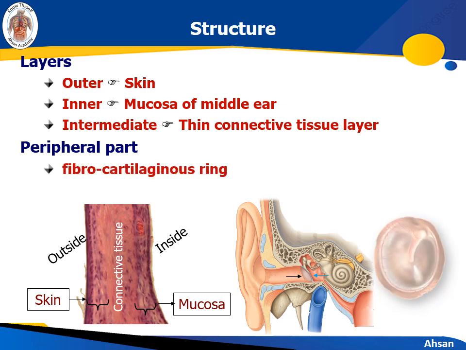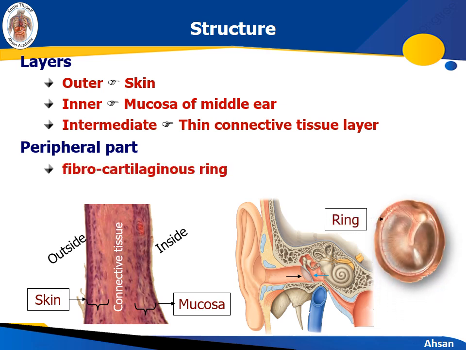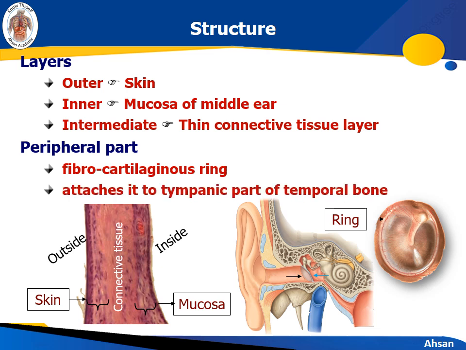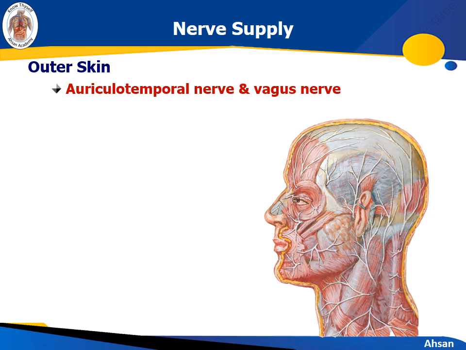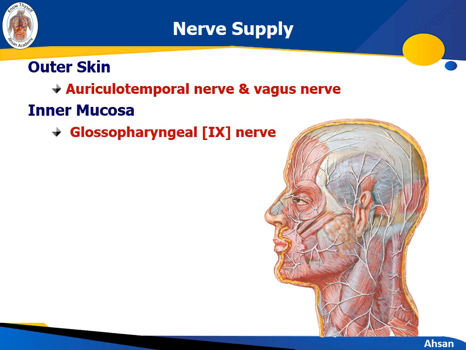The peripheral part is a fibrocartilaginous ring. You can see the photographs on the right side. This peripheral part is a fibrocartilaginous ring, and it attaches the tympanic membranous part to the temporal bone. The outer skin is supplied by the auriculotemporal nerve and vagus nerve. The inner mucosal part is supplied by the glossopharyngeal nerve. This is the ninth cranial nerve.